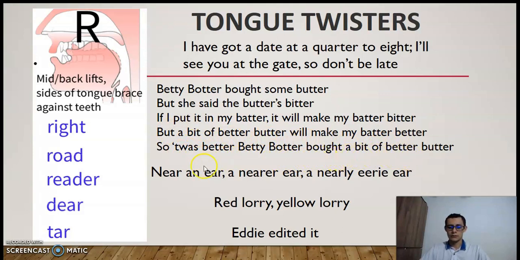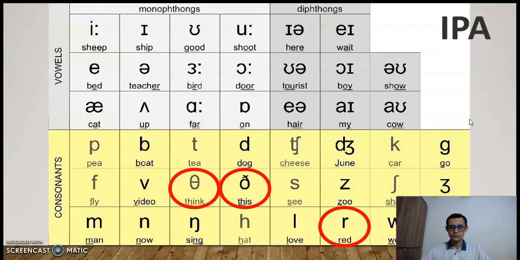Near, ear, an early ear. Red lorry, yellow lorry, red. Okay, these are other examples like right, road, reader, deer, and tar. Very good.